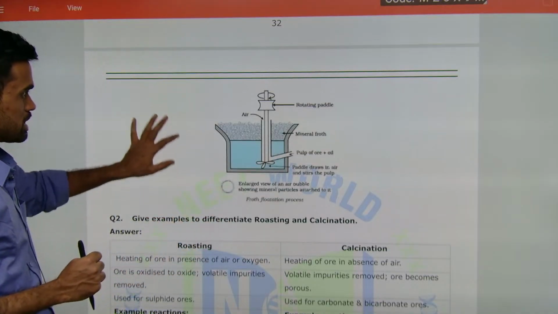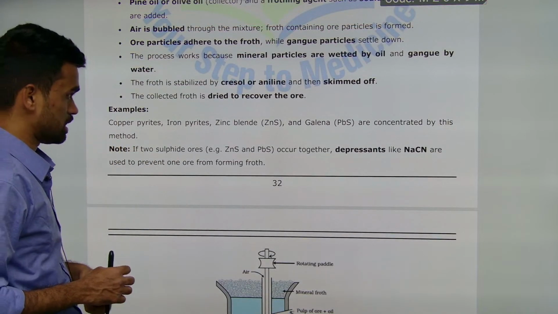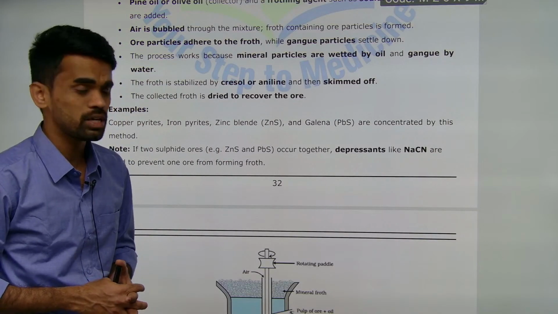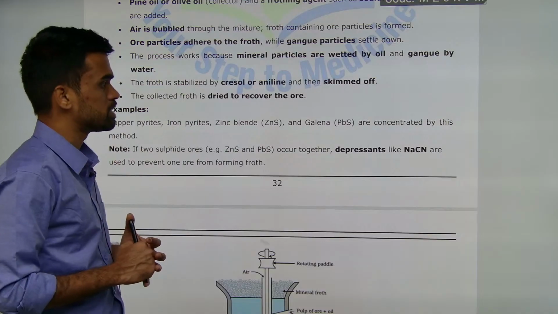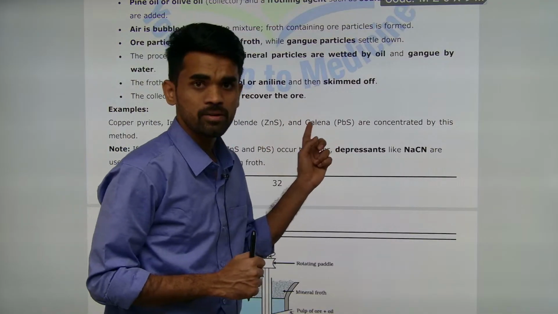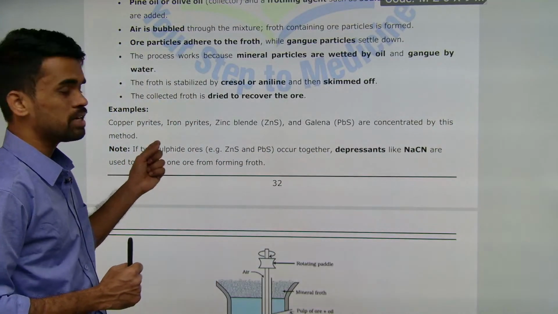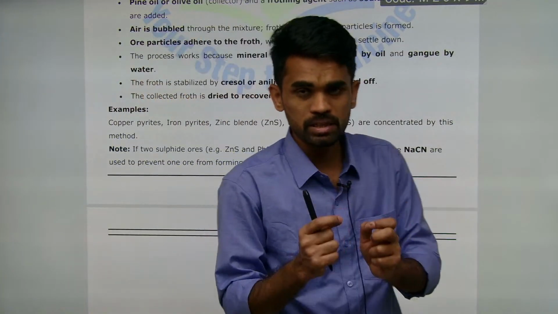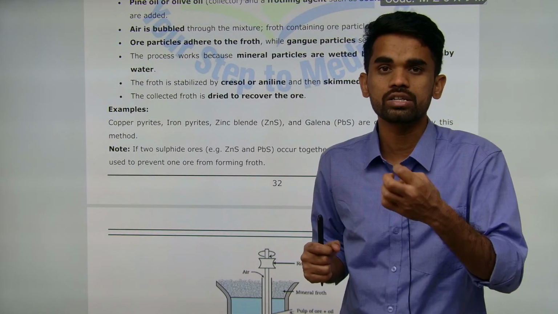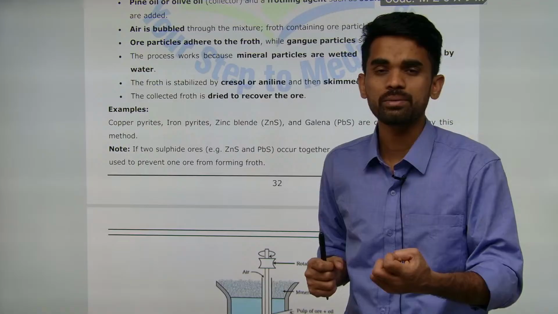Okay, hope everything is clear related to froth flotation. Now where it will be used: copper pyrite, iron pyrite, zinc blende, all these are sulfide ores only. See here copper pyrite, CuS, zinc blende, ZnS, galena, PbS, all these are sulfide ores only, right? So these can be concentrated by this method. What you can remember: froth flotation is a method used to concentrate sulfide ores, to purify sulfide ores from their impure ore form.